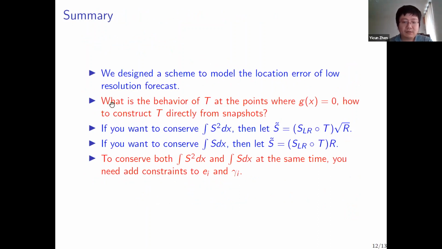But there are still some questions that we haven't answered. What is the behavior of t at the points where g is 0, and how do we construct the t derivative from snapshots? Another point is that if you want to conserve b squared, you change SQG in this way. If you want to conserve b itself, you change SQG in this way, and you don't throw away the square root for r. But if you want to conserve both of them, you need more constraints on the basis function, gamma i, and the variance of the Brownian motion.